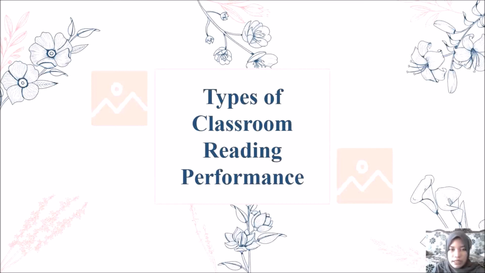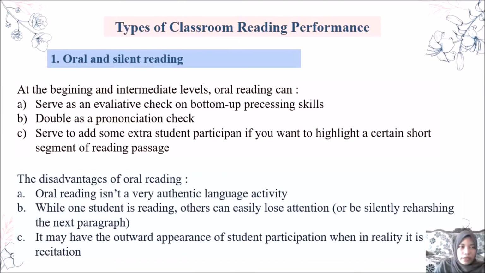The next material is types of classroom reading performance. At the first is oral and silent reading. At the beginning and intermediate levels, oral reading can serve as an evaluative check on bottom-up processing skills, double as a pronunciation check, and serve to add some extra student participation if you want to highlight a certain short segment of a reading passage.